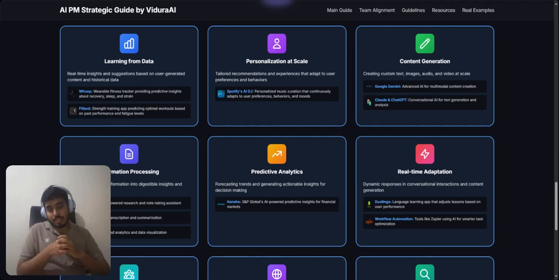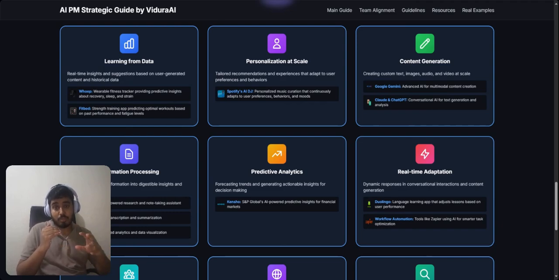And the next one is predictive analytics: forecasting trends and generating actionable insights. Kensho, S&P Global's AI-powered predictive insight for financial markets, shows how AI can transform our decision making in complex domains. The next one is real-time adaptation, which is dynamically responding in conversational interaction. It makes sure that we have real-time adaptation when we are doing conversational interaction. Duolingo, the language app, adjusts the lessons based on the user's performance.